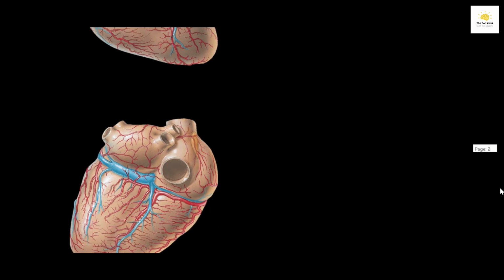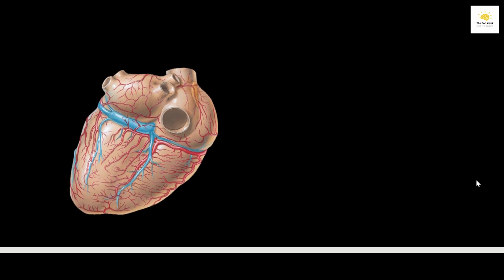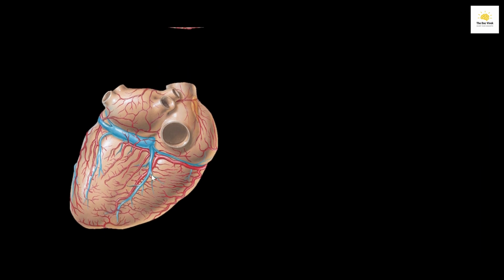If we can see in this picture, many of the veins are joining together to form a common vein vessel, which is known as the coronary sinus. This coronary sinus is located in the coronary sulcus of the posterior surface of the heart and opens into the right atrium. As we can see over here, this is the right atrium.